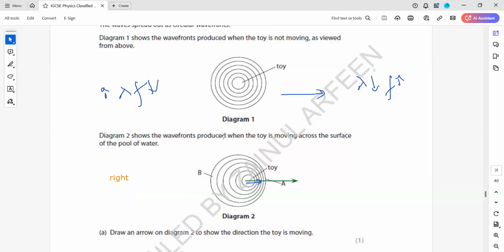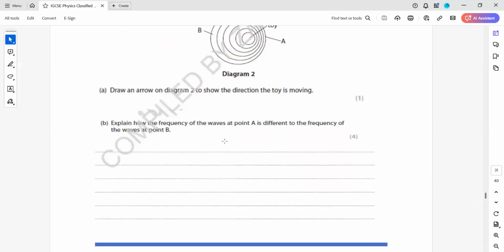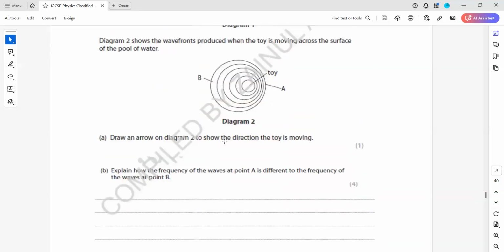So this toy is moving towards the right. Explain how the frequency of the wave at point A is different from the frequency of the wave at point B. First thing, speed will be constant. Whenever you relate frequency and wavelength changing, you have to say speed is constant. So the one point you will mention is that the speed of the wave is constant. If the speed of the wave is constant, we have the formula V equals f lambda.